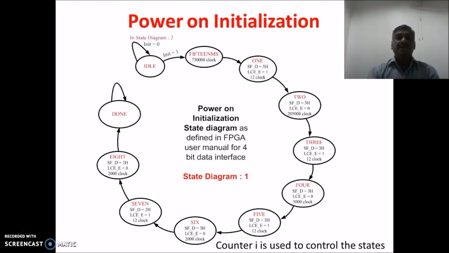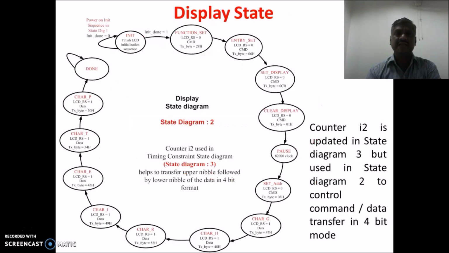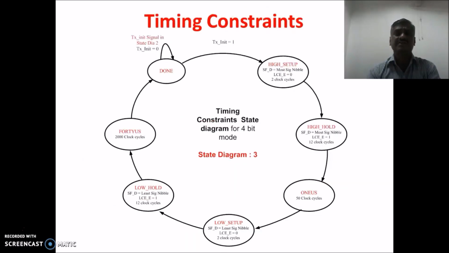Now here, whenever we are working on the interfacing of the LCD with the FPGA, we should have three state diagrams. One is the power initialization. I will go through the state diagrams first, and then I will discuss the role of these state diagrams, and then I will go to the programming. This is power and initialization. The second is the display state. This is the main state diagram, and finally we have this time constraint state diagram.